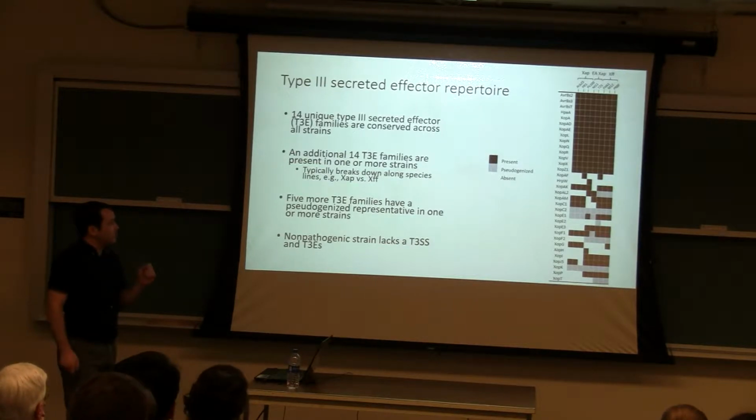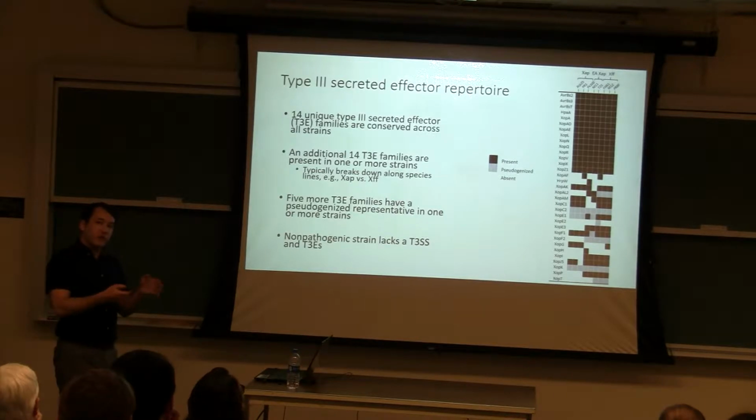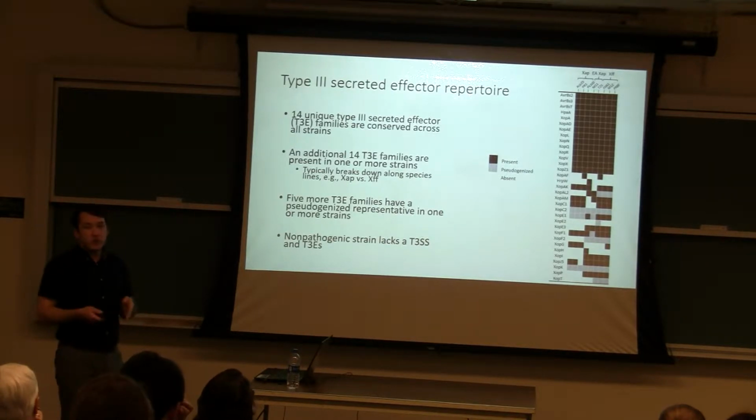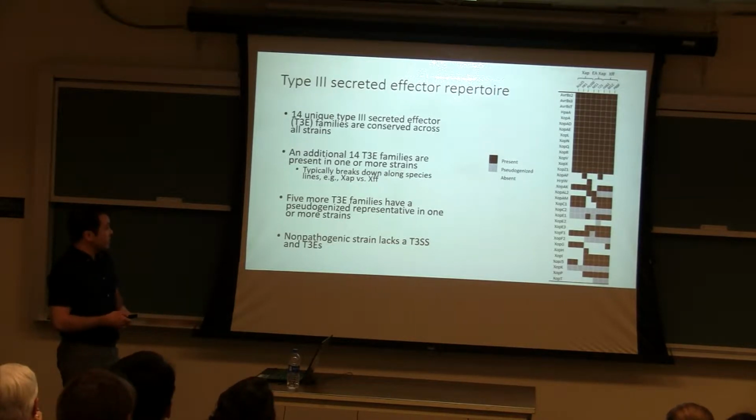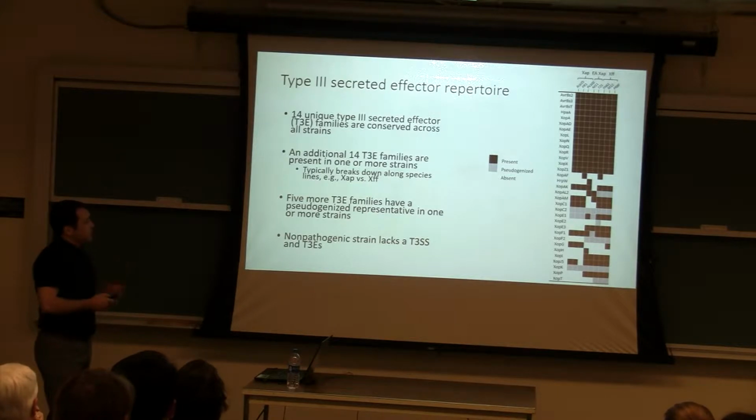There are 5 type 2 secreted effector families that are present, at least based on sequence, but they're pseudogenized in the strains that have them, right? So not functional. Why they're retained, I don't know, but it's interesting that they're there.